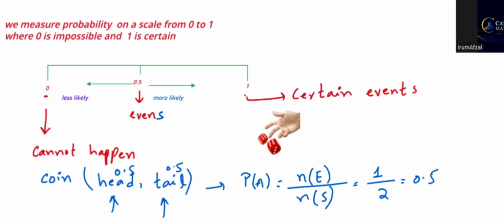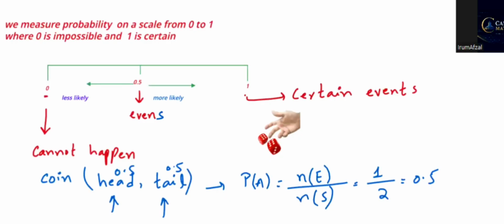So probability has a scale from 0 to 1. 0.5 is the probability for events that have an equal chance of happening, and there can be values less than that for events that are less likely to happen. And if your probability is more than 0.5, those events are more likely to happen. Okay.